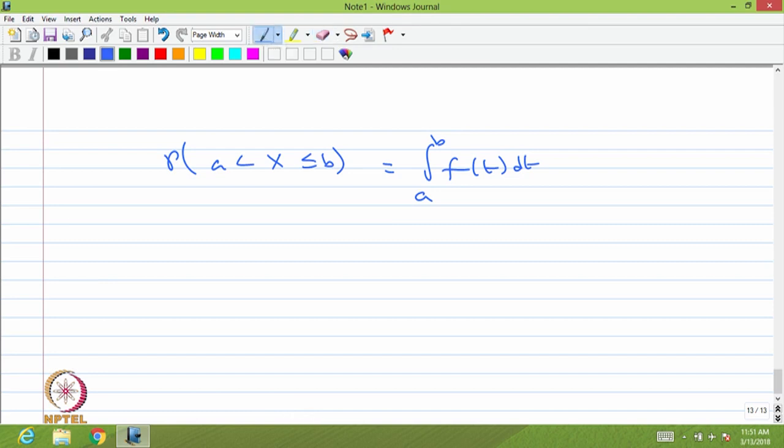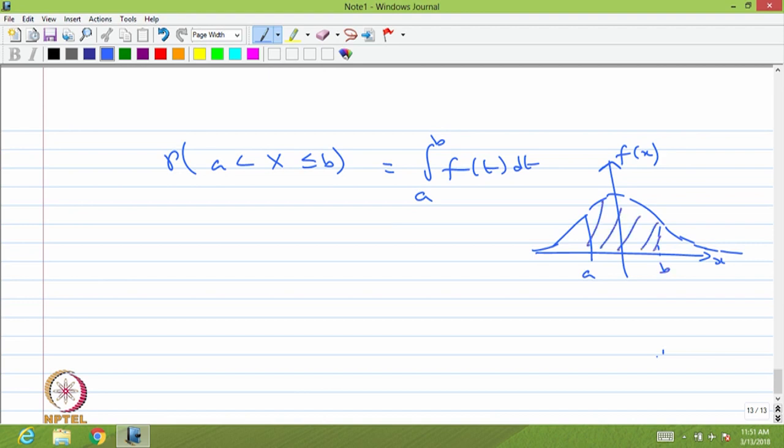Since it is the integration from a to b of f(t) dt, suppose you have a probability density function like this, and b is somewhere here, then this is basically a Riemann integration of f(x) over the interval a to b. Therefore, the probability of a less than or equal to X less than or equal to b is again the integration from a to b of f(t) dt, when X is a continuous type random variable.